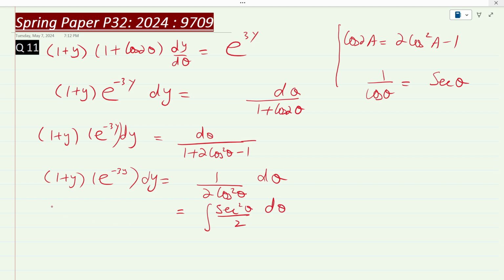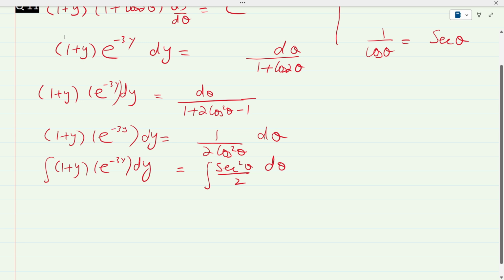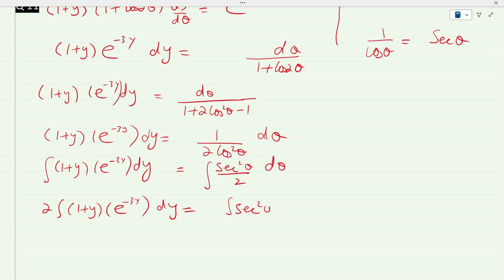Now all the variables are separated and ready for integration. Before we integrate, the 2 on the right hand side may make further calculations difficult, so we avoid fractions. Multiply the left hand side and right hand side by 2. So we have 2(1 plus y) e raised to power minus 3y dy equals secant squared theta d theta.